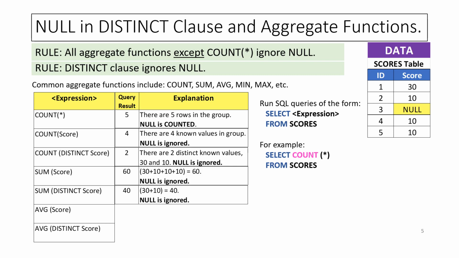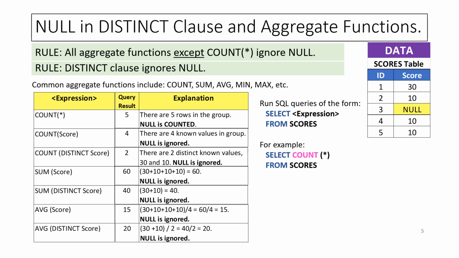Average score is not as intuitive. It is the sum 60 divided by the number of rows excluding null. So we get 60 over 4, which gives us 15. Finally, average distinct score is 20 as shown.